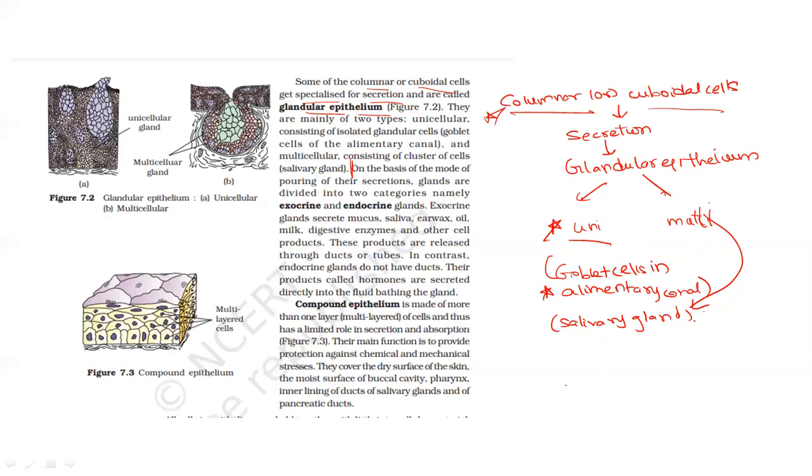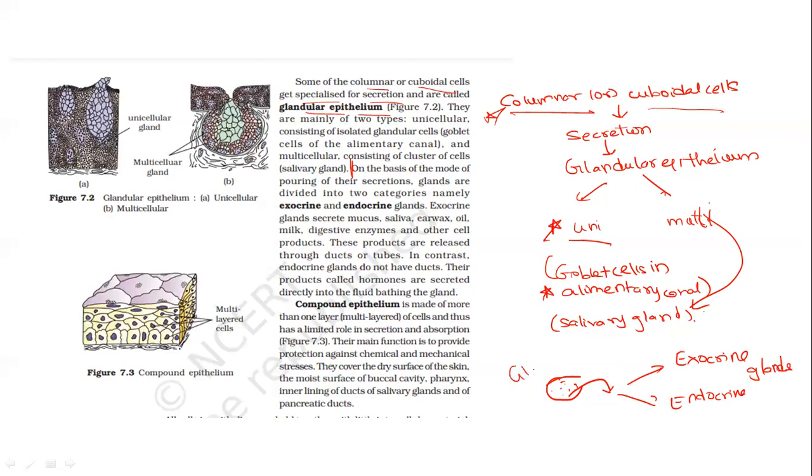Now, suppose this is a gland, a salivary gland, which has saliva. On the basis of how it pours out its secretions, glands are divided into two types, exocrine glands and endocrine glands. Let me make it clear how the glands secrete. Examples of exocrine gland secretions are mucus, saliva, earwax, oil, milk, and digestive products. It can be mucus, it can be earwax, it can be milk.